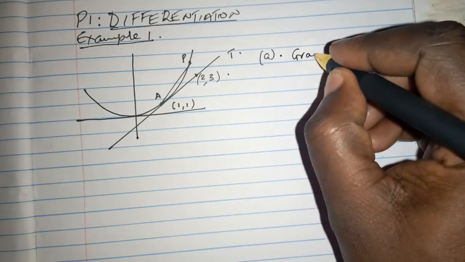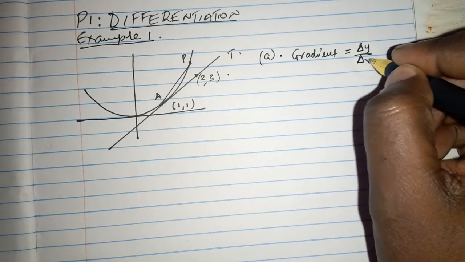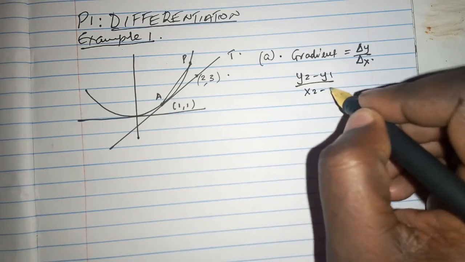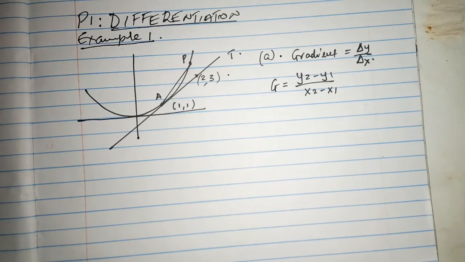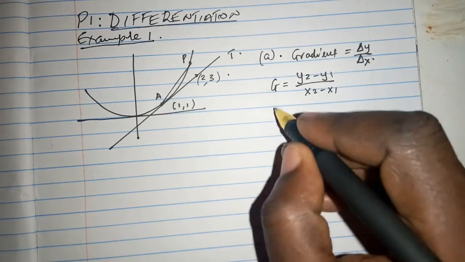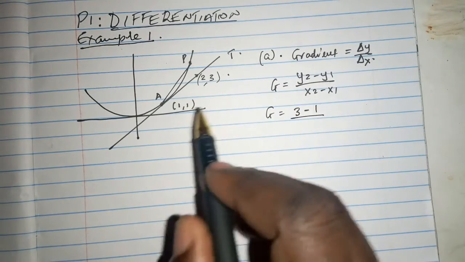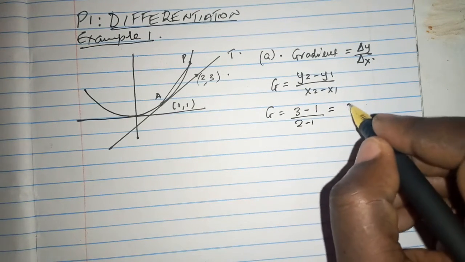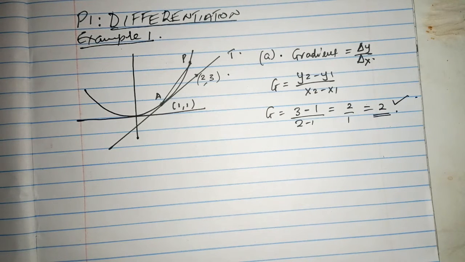The gradient, as we know it, is the change in y over the change in x, which means y2 minus y1 over x2 minus x1. That is when we are dealing with a straight line. If we take these as (x1, y1) and (x2, y2), the gradient becomes 3 minus 1 all over 2 minus 1, which is 2 over 1, and it is 2. That is as far as part A is concerned.